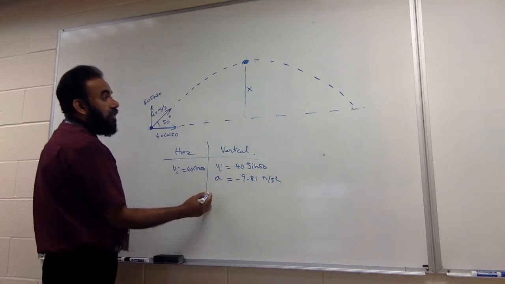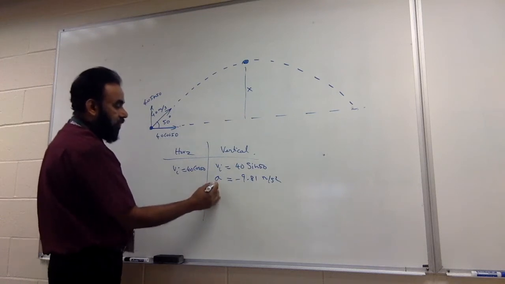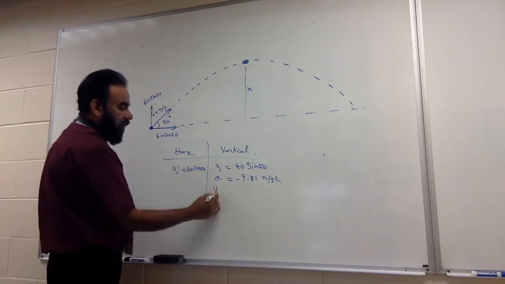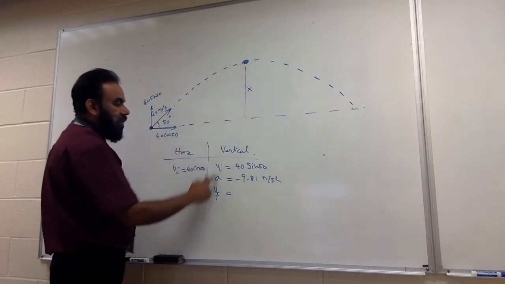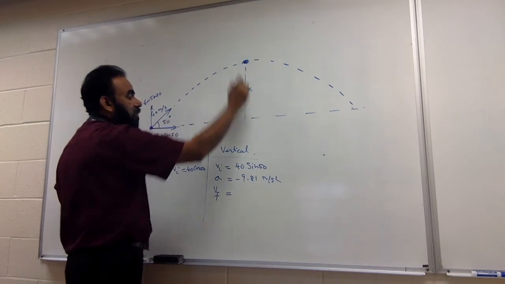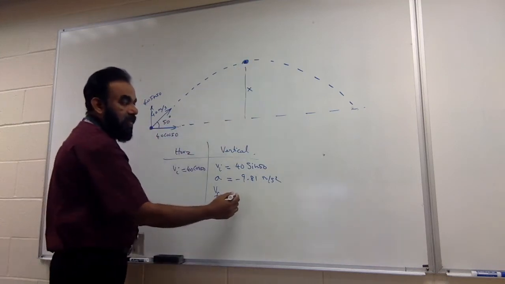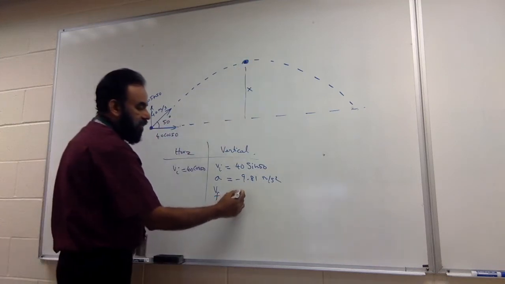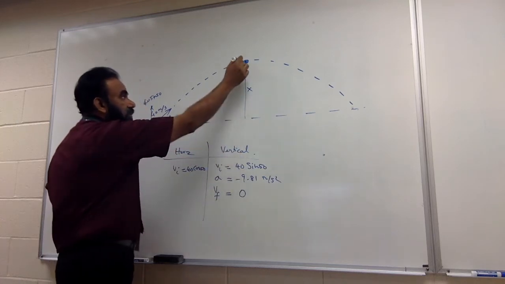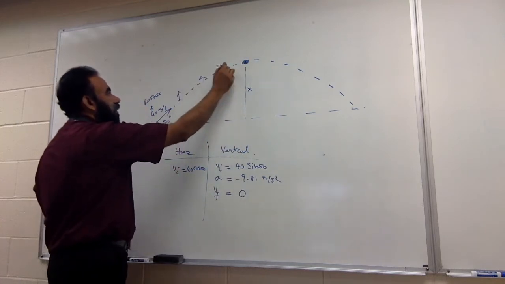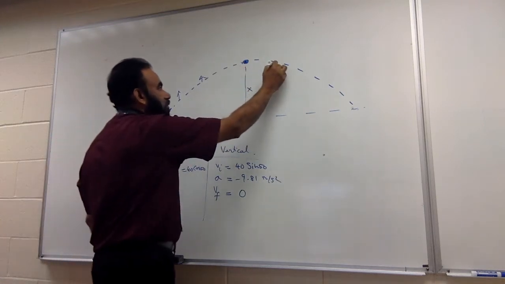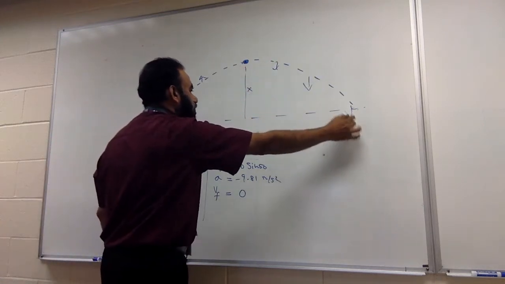What is the other information we have? Vf, the vertical final velocity at this point, is 0, because the vertical velocity drops as you go up, and finally at this point is 0, and then it becomes negative as it comes down.